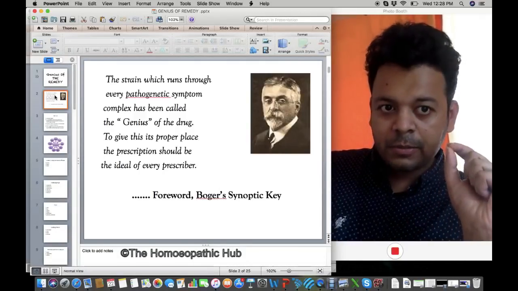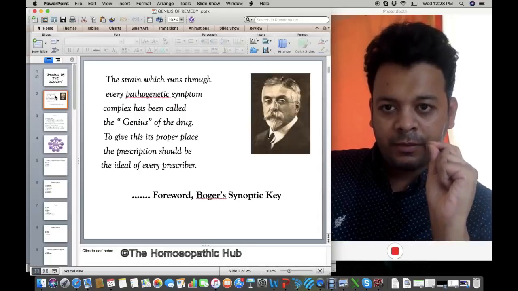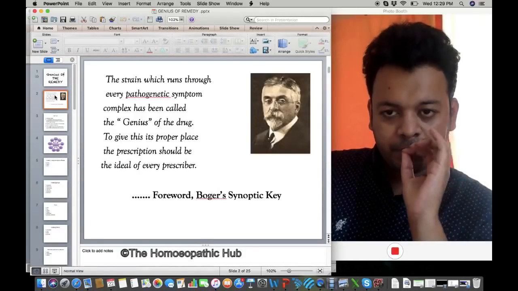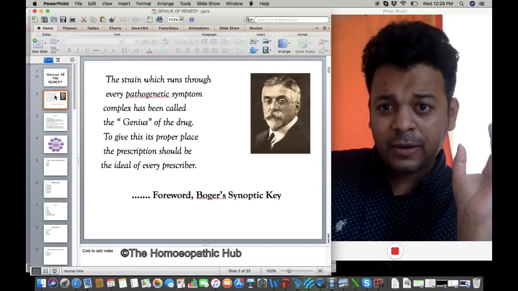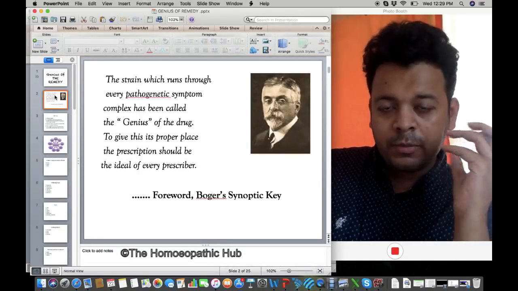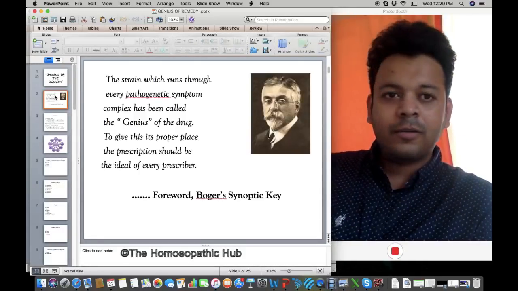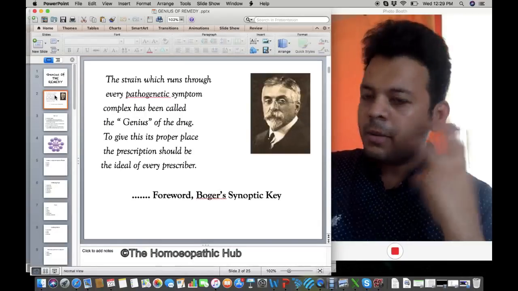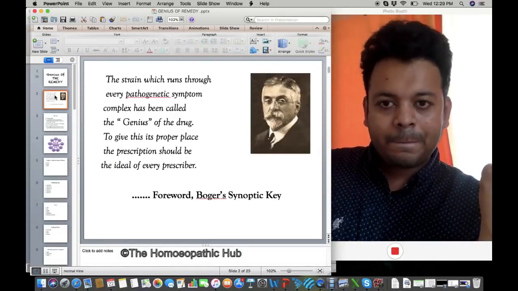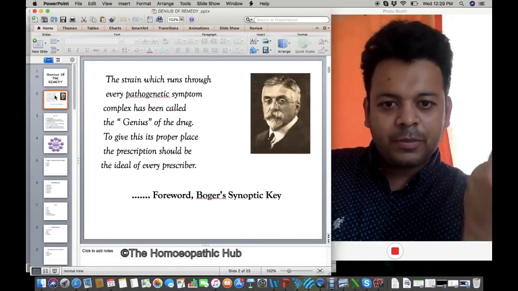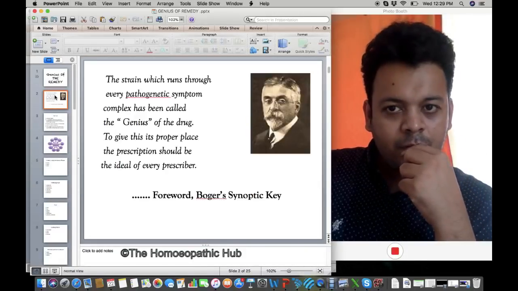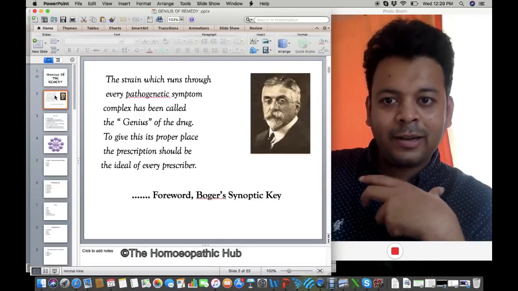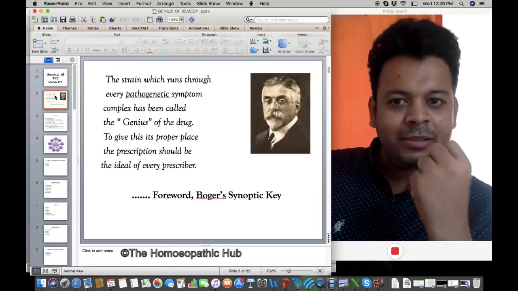Let's try to understand step by step. The strain which runs through every pathogenetic symptom complex. What do I mean by that? It means, once Dr. L.M. Khan from Kolkata explained to me, he told me that there are many symptoms, isn't it? And symptoms are a little bit like pearls. But the thread that goes through every pearl to make a necklace is the strain, is the genius.